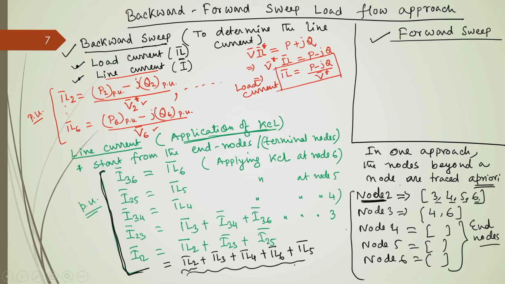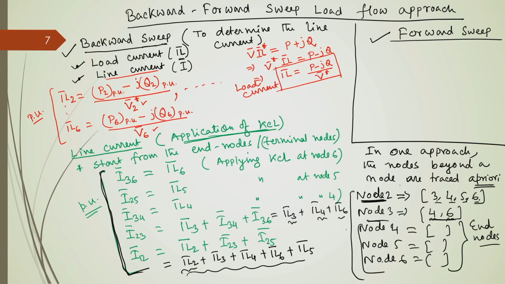Similarly, I 2 3 you can find as I L 3 plus I 3 4, which is equal to I L 4, plus I 3 6, which is equal to I L 6. Once you find that beyond node 3 we have only these two nodes 4 and 6, the current flowing through node 3 will be the sum of the load currents of node 4, node 6 and its own node current: I L 3, I L 4, I L 6.